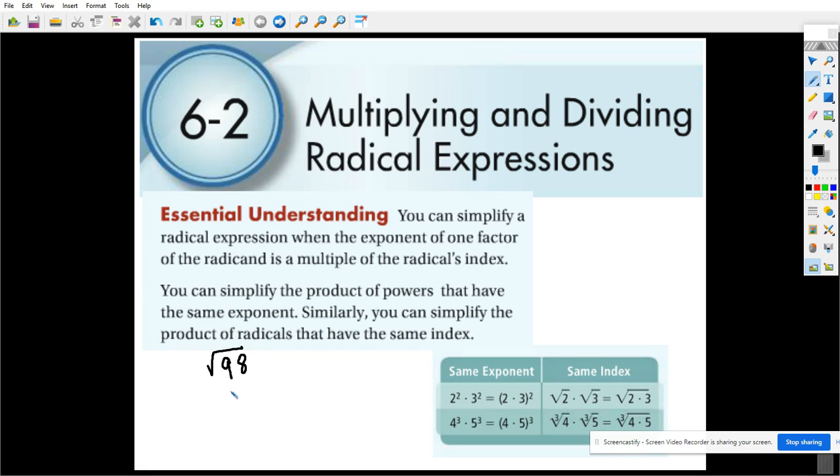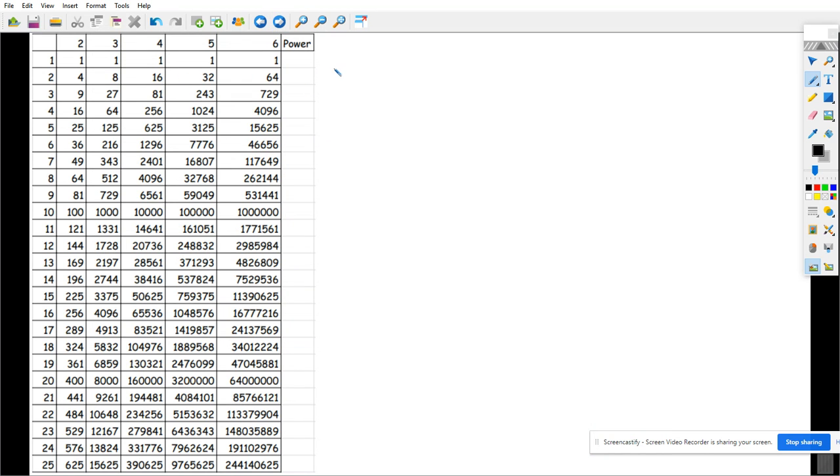We simply don't pick a calculator up and simplify it. We've got to find a perfect square factor of 98, which would be the square root of 49 and the square root of 2. And then I could rewrite square root of 49 as 7, square root of 2. Well, now with dealing with these larger roots, we're going to be dealing with cubed roots and fourth roots and fifth roots. So this is kind of for your reference.